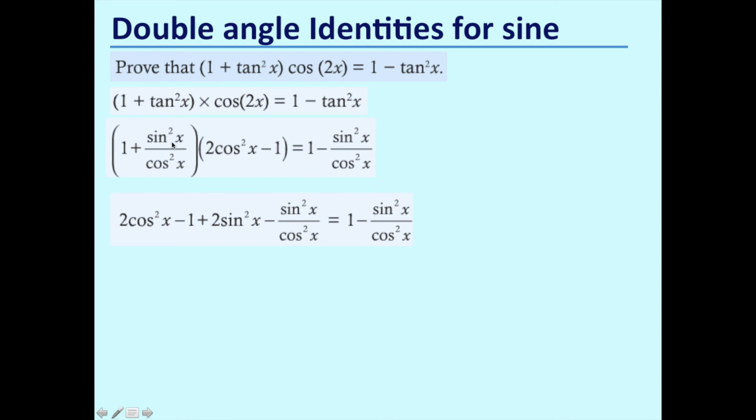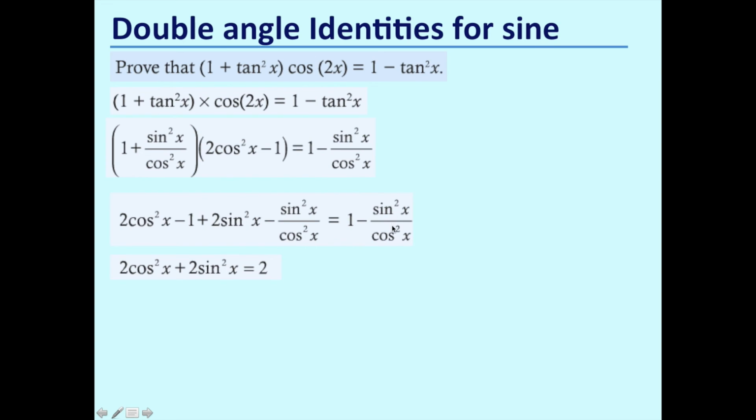Here, if we multiply sine squared x over cos squared x multiplied by 2 cos squared x, the cos squared x will cancel out, leaving us 2 sine squared x, and then this times minus 1 gives us this. So we know that that equals 1 minus sine squared x, so cos squared x. If we then cancel out and rearrange, we can take the 1 over to this side.